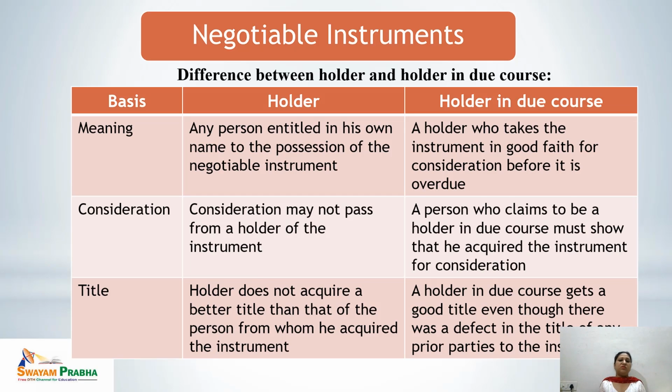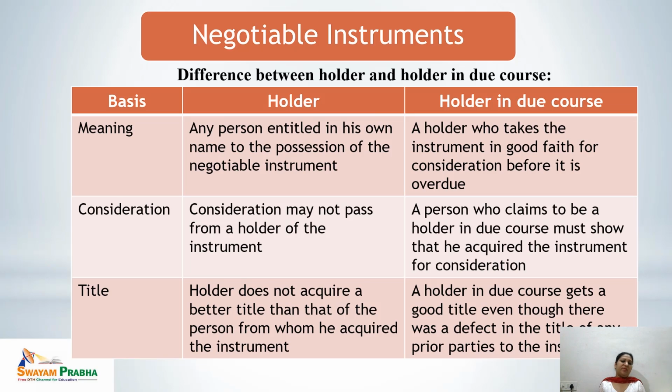We have discussed these two terms by now. So the first difference is on the basis of the meaning. Any person entitled in his own name to the possession of the negotiable instrument is known as the holder. And any holder who takes the instrument in good faith for consideration before its maturity is known as holder in due course.